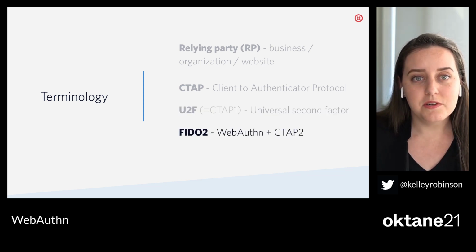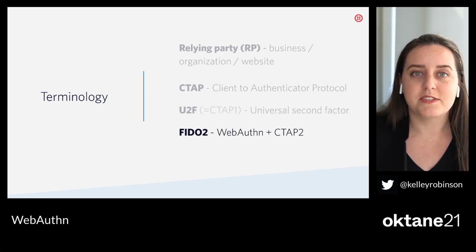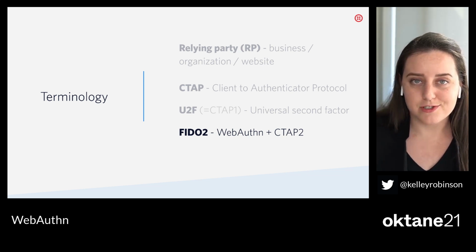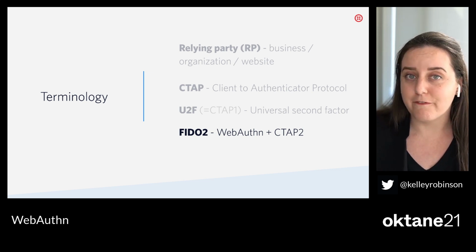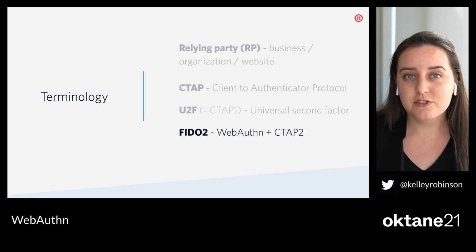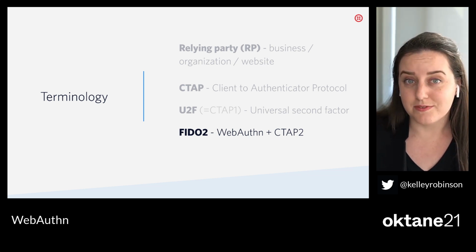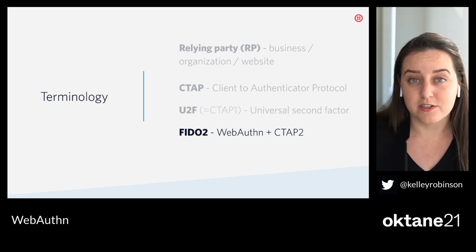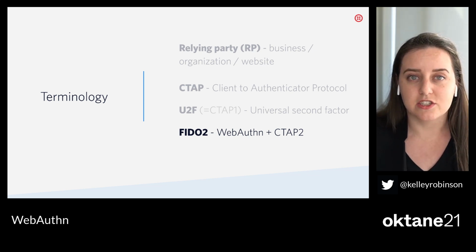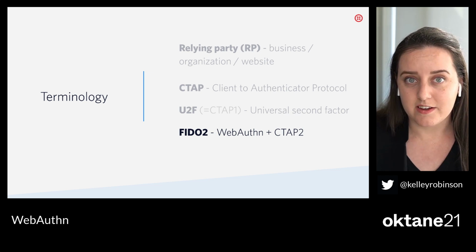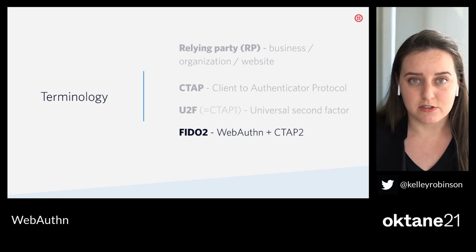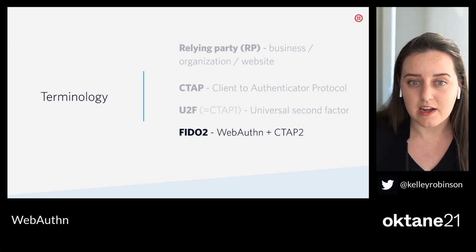And so the evolution of that, CTAP 2, is what's being used with WebAuthn to make FIDO2. And so CTAP 2 is the evolution that allows you to use an authenticator as both the first and second factor. So you essentially have 2FA without having to use a different type of device. And this is because you can combine biometric authentication with the device itself. So you have a possession factor and an inherence factor in one.